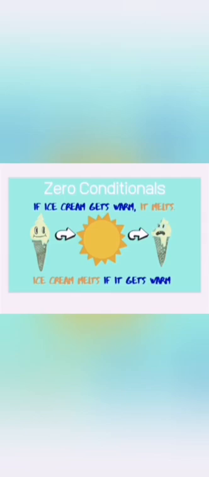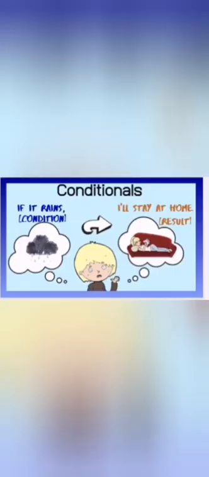Let us go through some examples of zero conditional. If ice cream gets warm, it melts. Or ice cream melts if it gets warm. If it rains, I'll stay at home. So in this sentence, there is a condition that if it rains, and the result is that I'll stay at home. Another example is, if they don't get water, the flowers die.